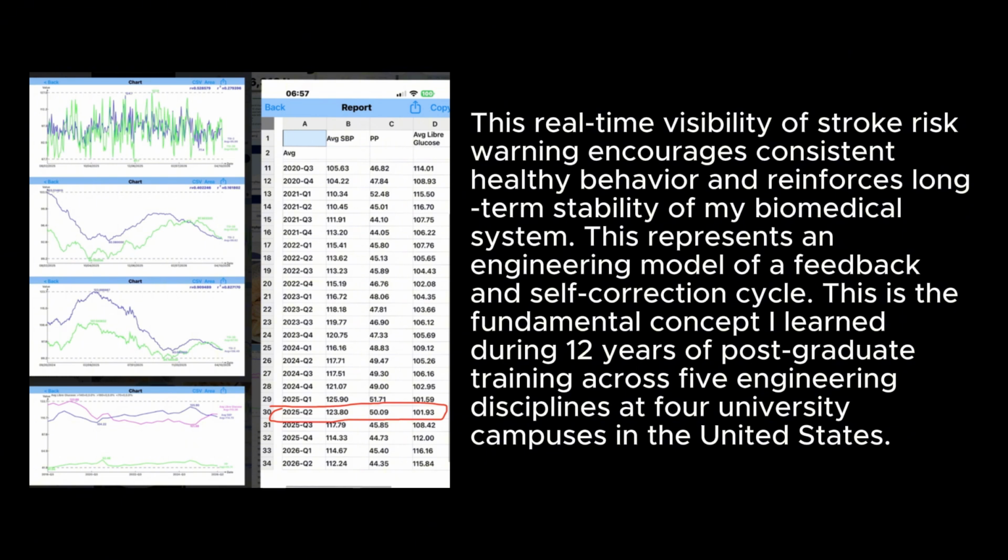This represents an engineering model of a feedback and self-correction cycle. This is the fundamental concept I learned during 12 years of postgraduate training across 5 engineering disciplines at 4 university campuses in the United States.